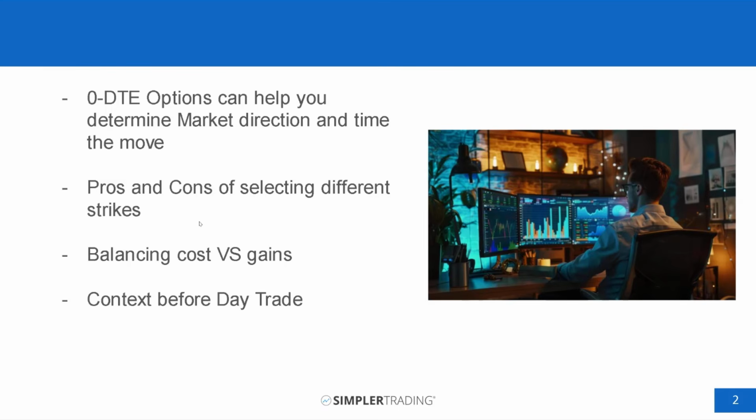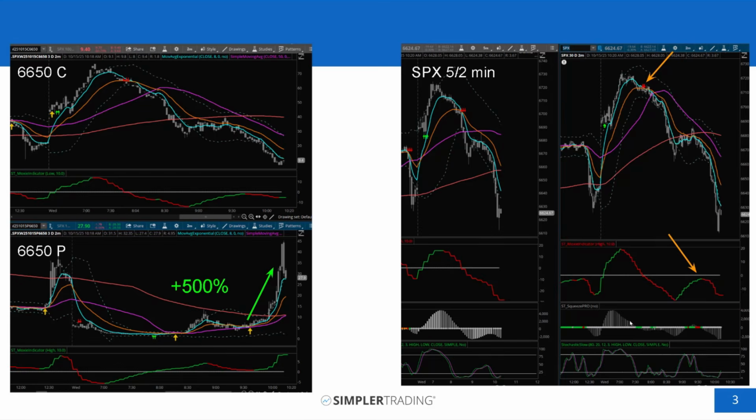And then context before a day trade. This is something I always talk about in any of the trades that I make. You always have to understand the context of the overall market out there. All right, so let's look at today. I just pulled this up a couple hours ago, and there was a good move to the downside in the market, actually a little bit up, and then it rolled over. What I want to show you is how these zero DTEs help you figure out the direction of the market and when the market is going to go.